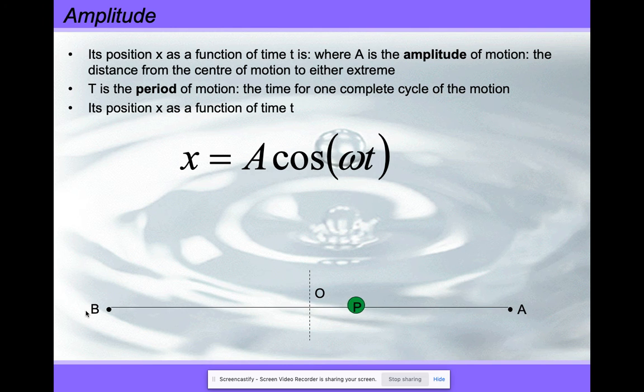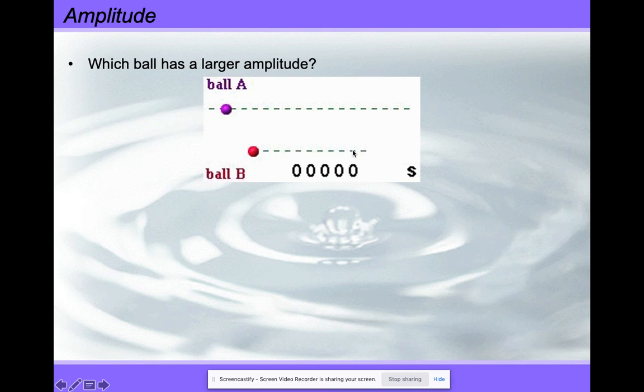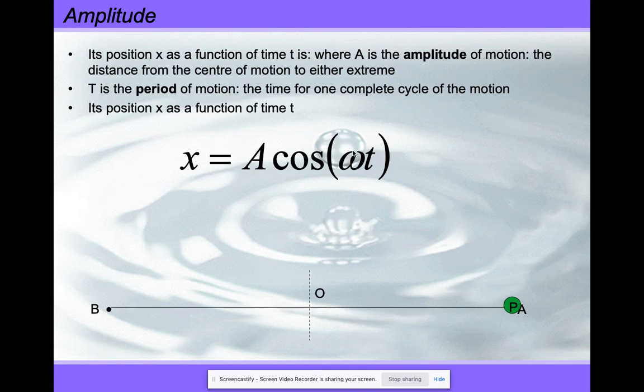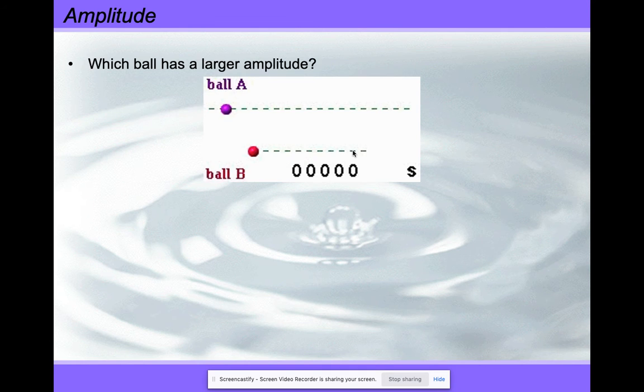So this is our standard equation for displacement. Displacement, x, is equal to the amplitude times cosine omega t. Now, omega, we'll talk about what that is here in a second. I don't really want you to focus on that so much right now. We'll focus on equations as we move to the end here. All right. Which ball has a larger amplitude?